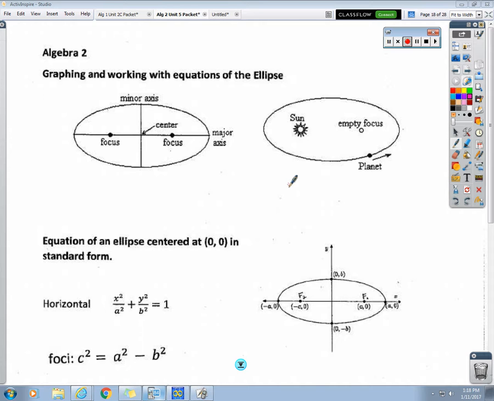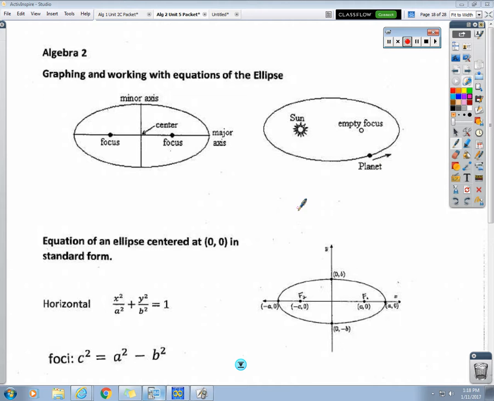Okay, so what we've learned so far in this unit is we learned how to write the equation of a circle when given the center and the radius. We learned how to change the equation of a circle from general to standard form so that we could identify the center and the radius. And then we learned how to write the equation of parabolas, both with vertical directrix and horizontal directrix. Today we're going to start learning how to write the equation of an ellipse.